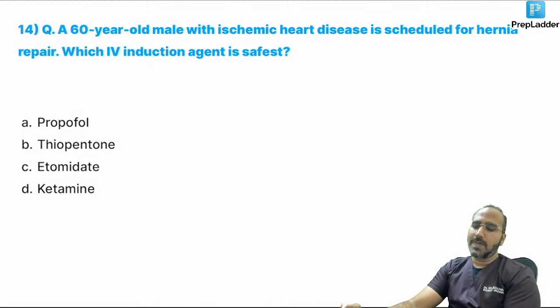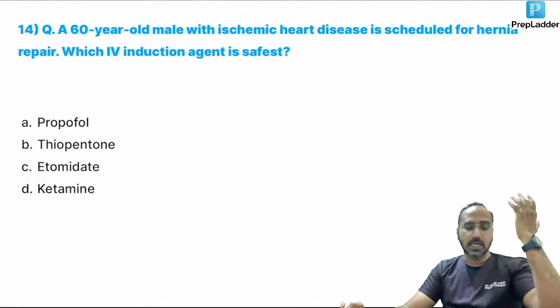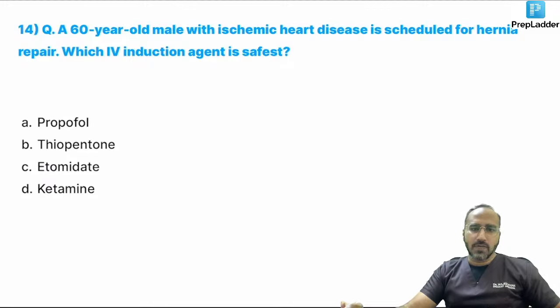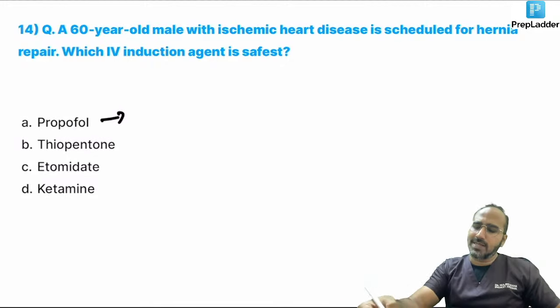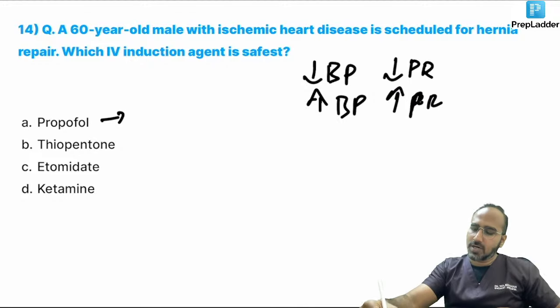Okay, a 60-year-old male with ischemic heart disease is scheduled for hernia repair. Which IV induction agent is safest? So guys, remember, I can never give propofol in this patient. Why? Because an ischemic heart disease patient cannot tolerate hypotension, cannot tolerate hypertension, cannot tolerate bradycardia, cannot tolerate tachycardia.